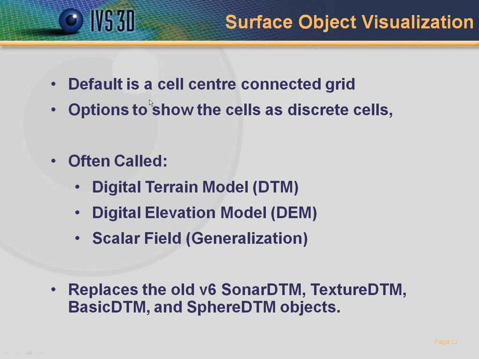And the default display, and I'll demo this when I launch Fledermaus in a minute, is the cell center connected grid that gives you that smoothly varying surface. But there is a plates view option which shows the actual bins of a particular surface. That's kind of a repeat we had. The current version 7 surface replaces a number of object types that were present in the old version 6. The original surface object and the texture map used to be separate data types. Now they're supported directly by one.